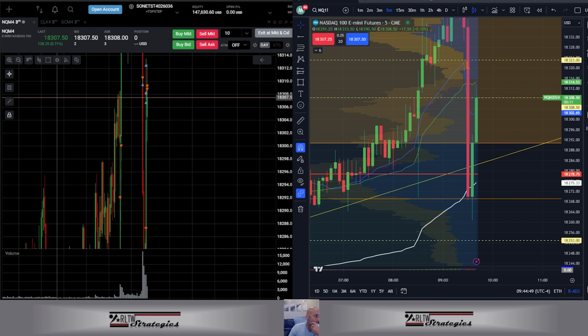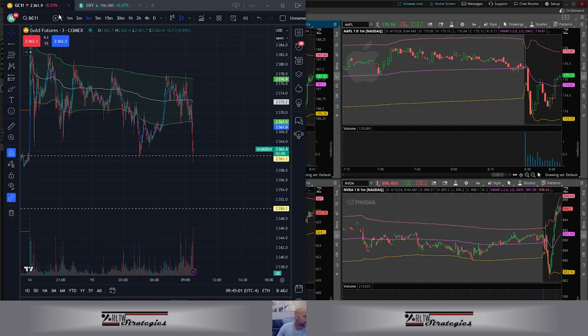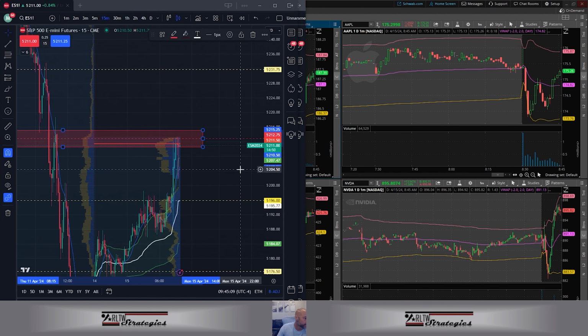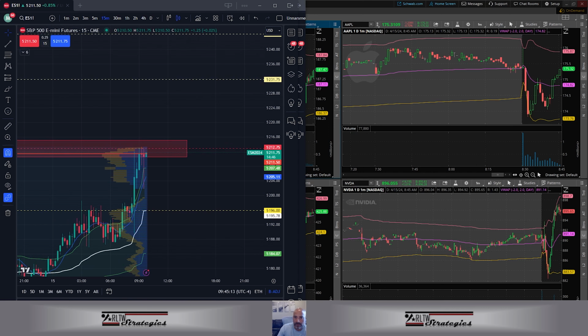ES really hasn't moved. Let's look at gold. Gold dropped at the bottom of this area. Well, you can't see it. Dollar's going up. So gold came down, bounced at this double bottom. ES may go higher.